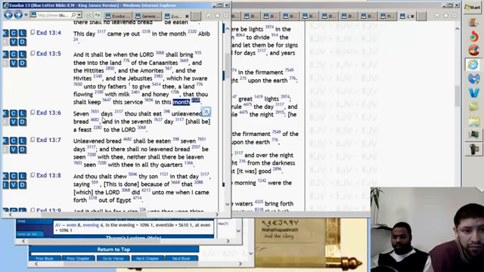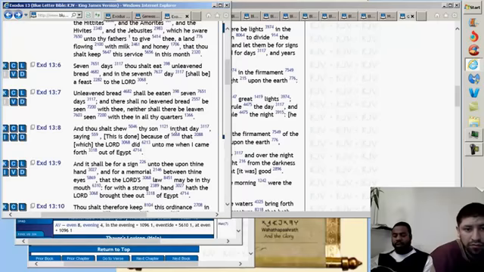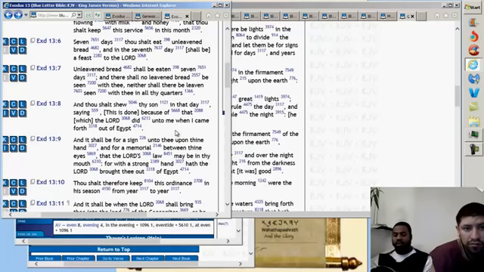Verse 6. Seven days thou shalt eat unleavened bread. Right, seven days. So what's the end of that seven? Because remember, the Passover was on the 14th. So it'd be the 21st day, right? Go ahead. And in the seventh day shall be a feast to the Lord. Right. Jump down to verse 9. And it shall be for a sign unto thee upon thine hand, and for a memorial between thine eyes, that the Lord's law may be in thy mouth.